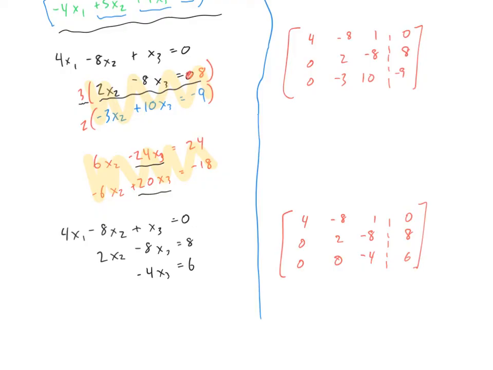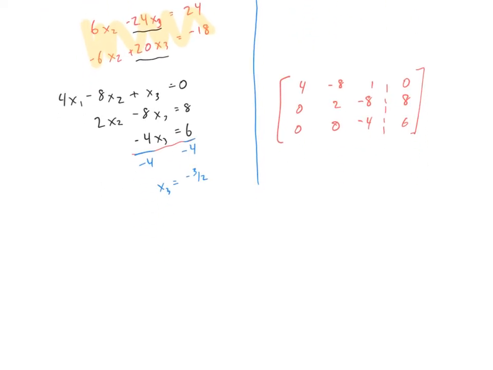Okay, so what we do now is, well, I have that bottom equation that almost is solved for x3, isn't it? All I need to do is divide everything by -4, and then I get x3 is equal to, let's see, 6 over -4. That's -3/2, or -1.5. Cool. All right, so we already know what one of our variables is.